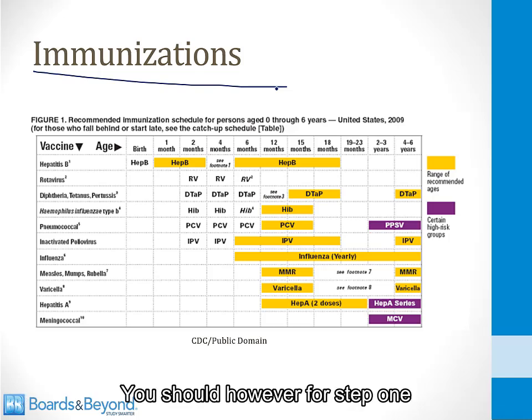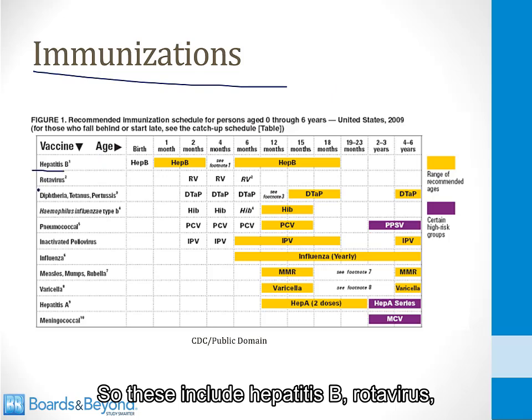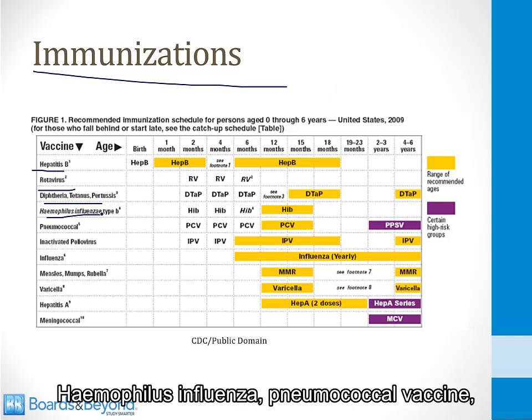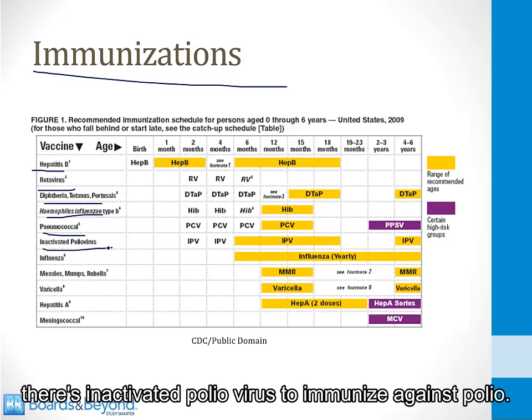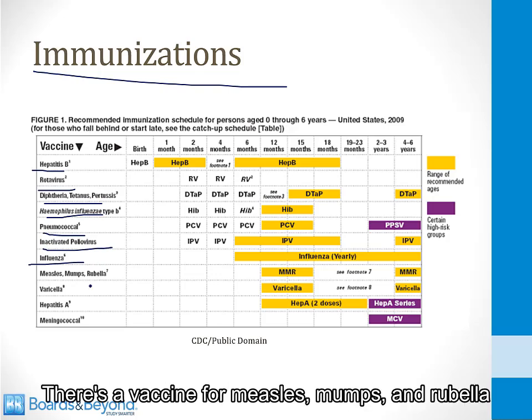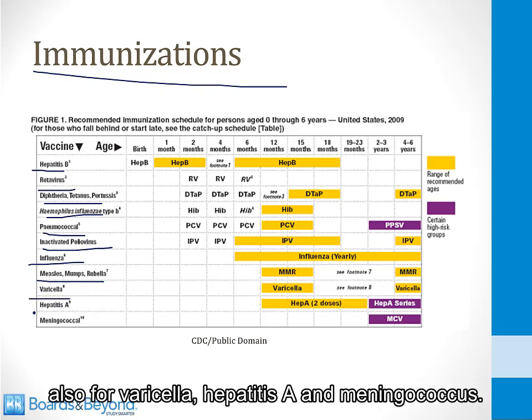You should, however, for step 1, be familiar with the infections that can be immunized against. So these include hepatitis B, rotavirus, diphtheria, tetanus, and pertussis, Haemophilus influenzae, pneumococcal vaccine. There's an inactivated poliovirus to immunize against polio. Influenza virus can be immunized against. This has to be given every year. There's a vaccine for measles, mumps, and rubella, also for varicella, hepatitis A, and meningococcus.